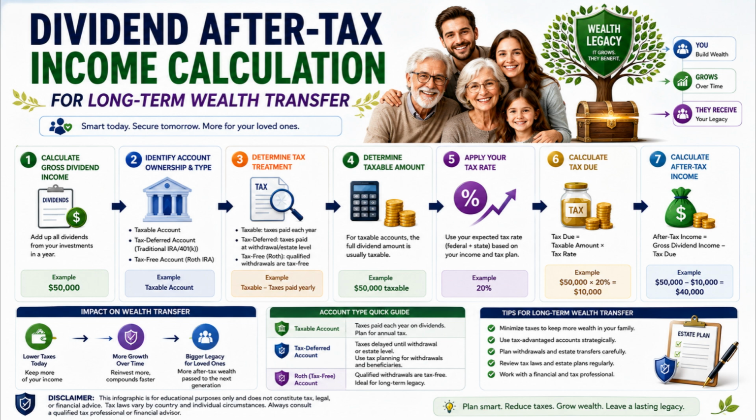In addition, account selection plays a major role. A taxable account may require annual tax planning. A tax-deferred account may need withdrawal and beneficiary planning. A Roth or tax-free account may be useful for long-term legacy planning when qualified withdrawals are tax-free. Because of this, families should compare account types before deciding where dividend-producing investments should be placed.